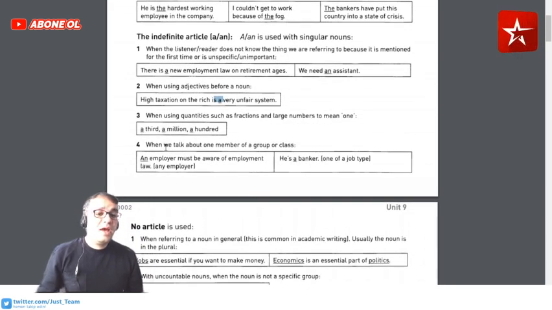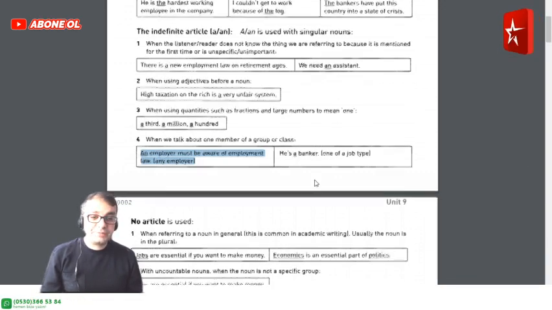When we talk about one member of a group or class, here we are talking about one member of a group or a class. So, "An employer must be aware of employment law." We are talking about any employer here. Remember, what I put here is "any employer." So we are talking about one member of a group or a class, or "he is a banker," one of the job types. So we are talking about a general situation here.